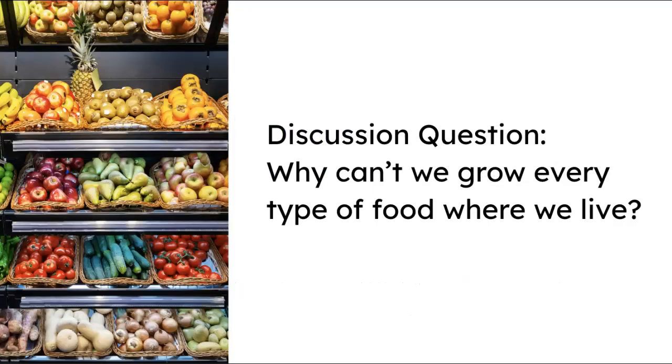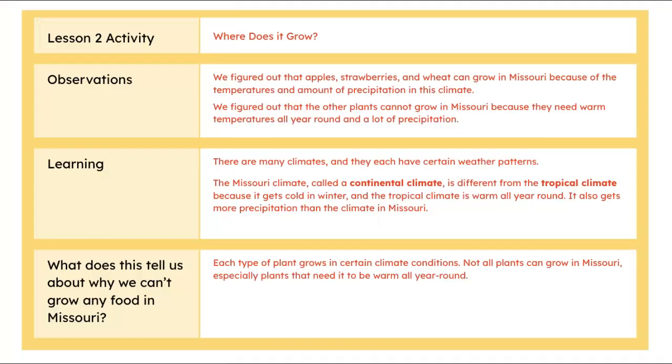For the Explain portion, you'll bring the class together and lead a discussion about students' observations and learning from the activity. Use the provided questions to guide your discussion around the question, why can't we grow every type of food where we live? The goal of this class discussion is to recognize that there are different climate zones and that different types of plants can only grow in certain climate zones. Some plant foods can grow in the climate of Missouri, while others need other types of climates.